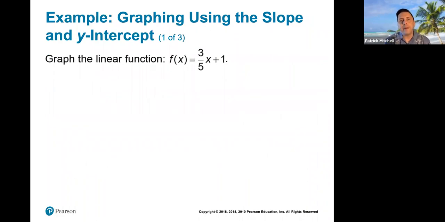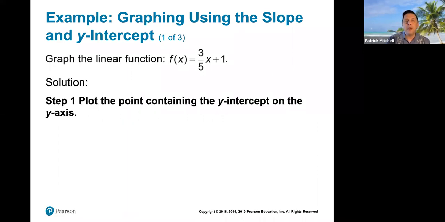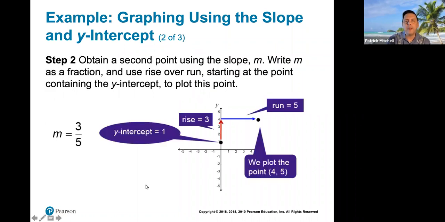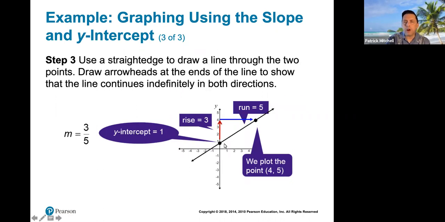So for example, to graph the linear function f(x) equals 3/5 x plus 1, we would start by plotting the point (0, 1). Then, starting from the point (0, 1), we rise 3 and run 5 because the slope is 3/5. That brings us to the point (5, 4). Now we draw our line through those 2 points.